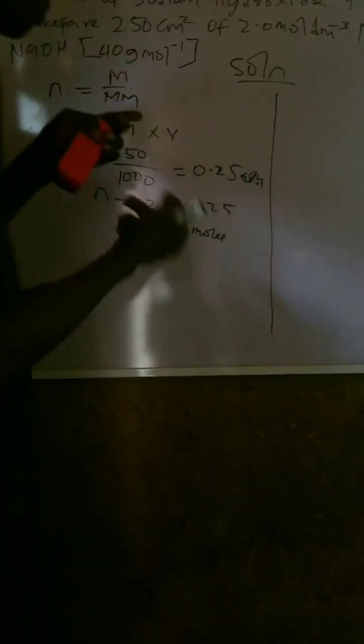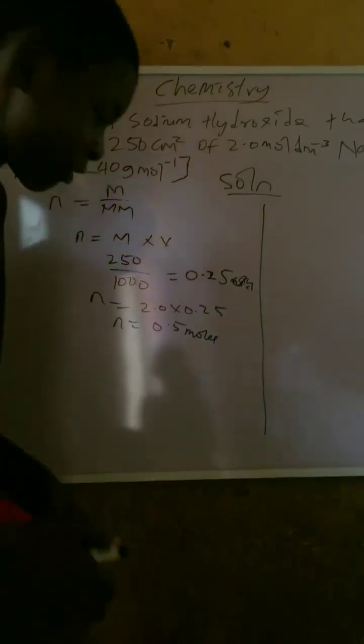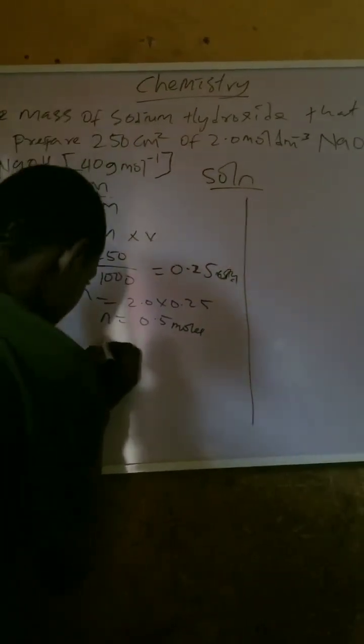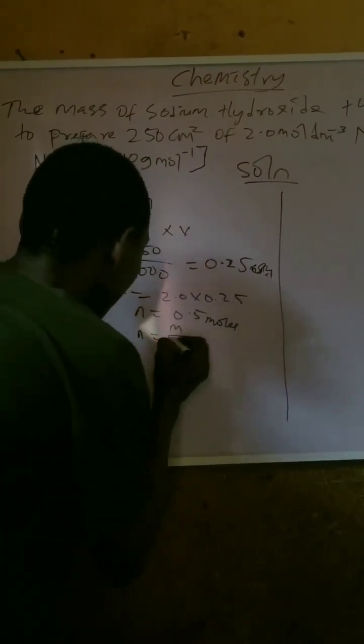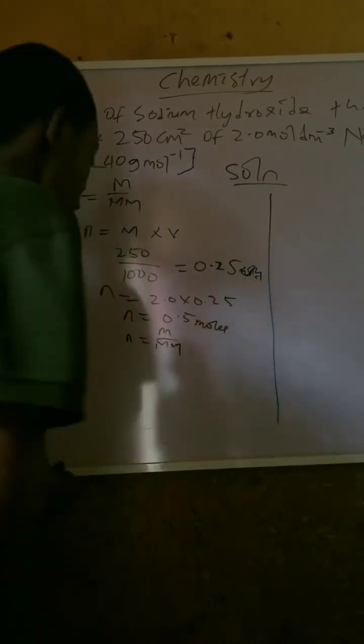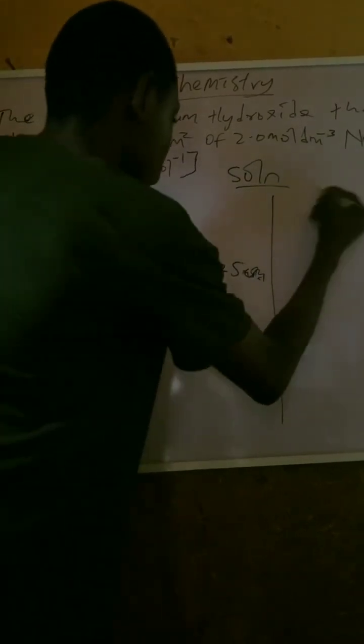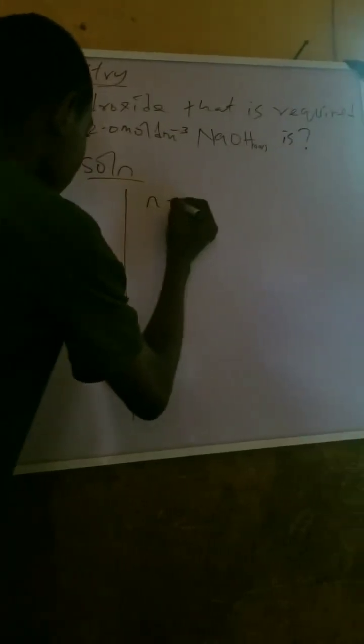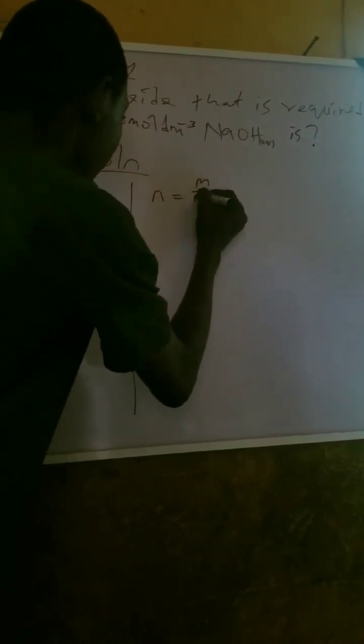So the moment we have this, the next thing we are going to do is go back to this formula, so it's now easier for us to find the mass. The mass is not known, but the molar mass is 40. The mole which we have found is 0.5. So just substitute: n is equal to m over Mm.